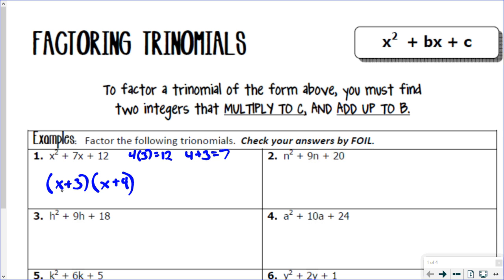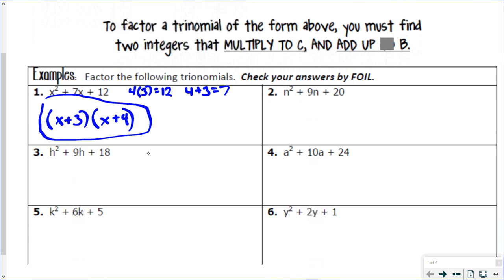Remember, if you multiply these back together, you should end up where you started. If you wanted, you could check your answer by doing FOIL or distributive property or a table or some other method to multiply these together. You'd have x times x, that's x squared. You'd have 3x plus 4x, that's 7x. And then 3 times 4 is 12. So that's your answer.